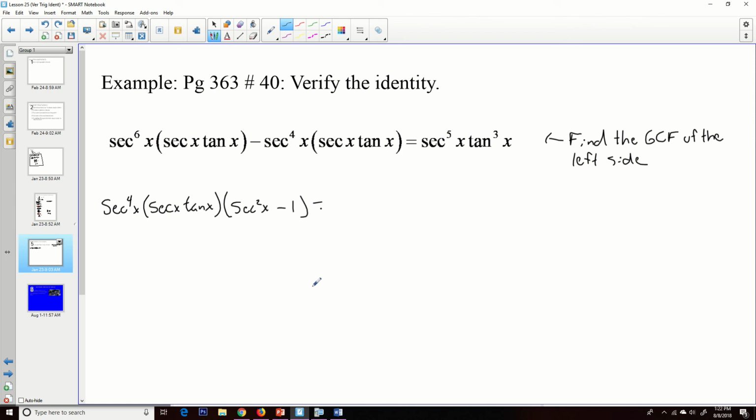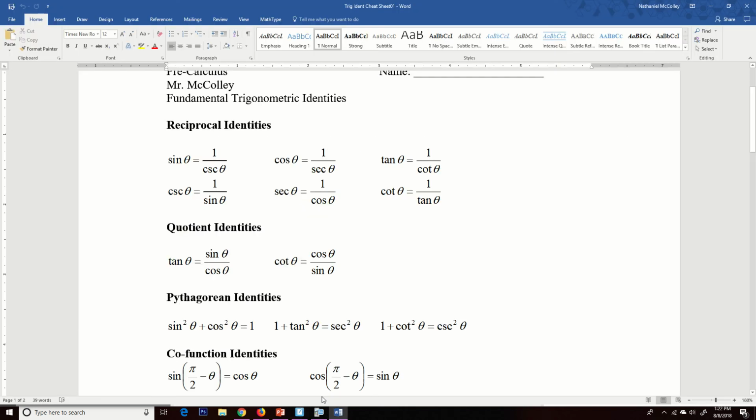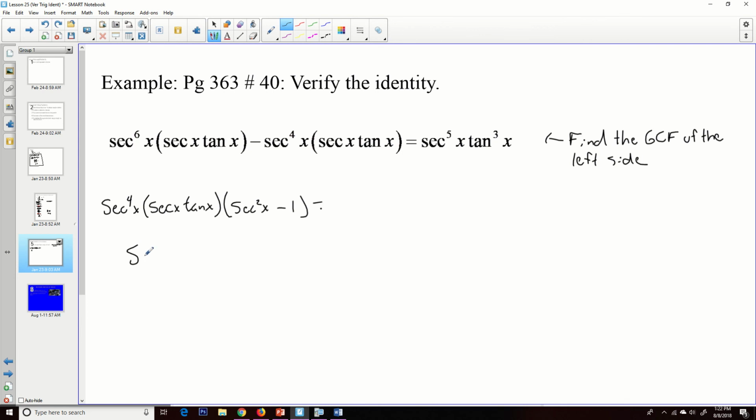All right. So how does that get me closer to there? It gets me a lot closer, because I know that secant squared x minus 1 from my trig identity cheat sheets is tangent squared x. Secant to the fourth x, secant x, tangent squared x. And now it's just a multiplication.